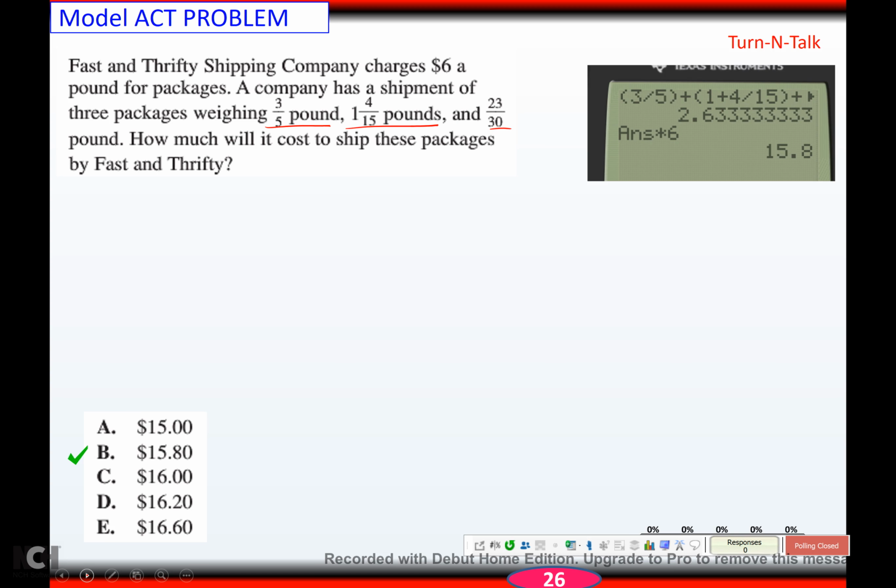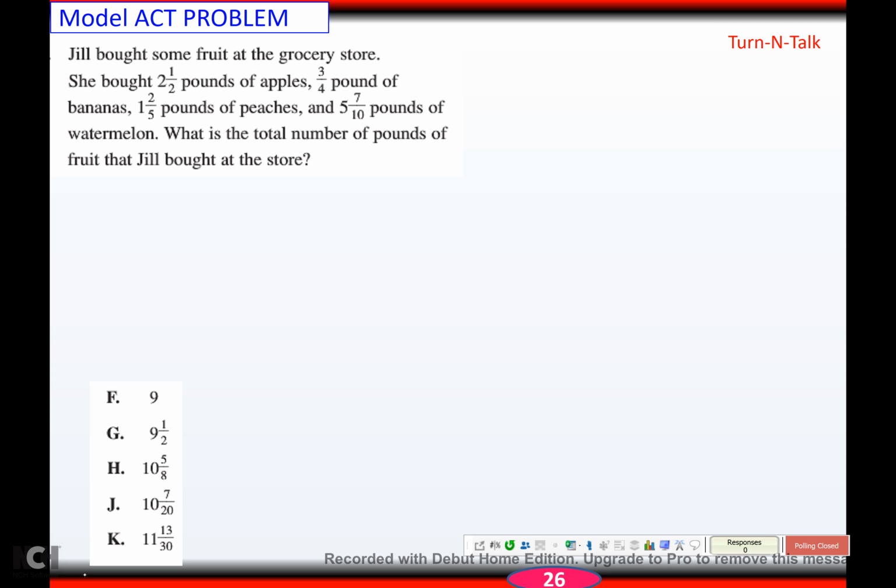Well, what you're going to do is add all those up to figure out how much weight you have total. And that gave me the total weight, or total pounds of packages. Then if they charge $6 per pound, that means I need to take my answer and multiply it by 6, and that gives me the 15.8. Okay, try this one, hit pause, come back when you're ready.